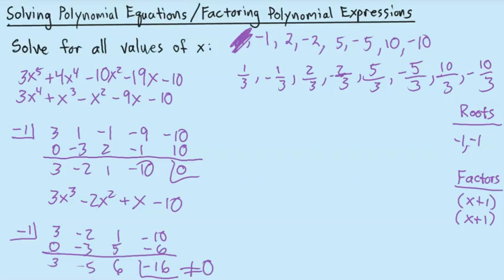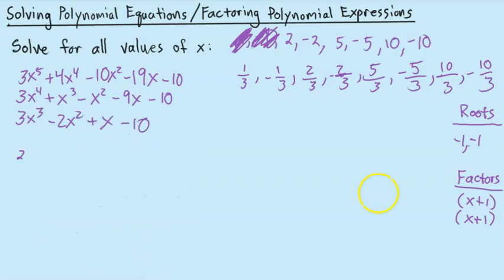So now I'm going to move on to the next number in the line, and I'm going to test 2. What am I going to test it on? I'm going to test it on this reduced polynomial. All right, so I'm going to put a 2 in the half box, and then I'm going to use 3, -2, 1, and -10. Draw my line. 0, 3 plus 0 is 3, times 2 is 6, minus 2 is 4, times 2 is 8, plus 1 is 9, times 2 is 18, and 18 minus 10 is 8.